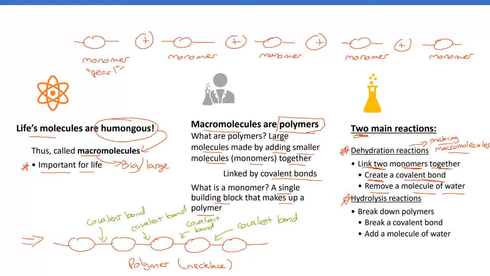Hydrolysis reactions break down polymers, the opposite of dehydration reactions. In a hydrolysis reaction, we break covalent bonds, and how do we break them? By adding a molecule of water. When you say, oh, I'm being hydrated, that means you're gaining water, right? So that's what hydrolysis is. We're gaining water so we can break a covalent bond. And that happens all the time.